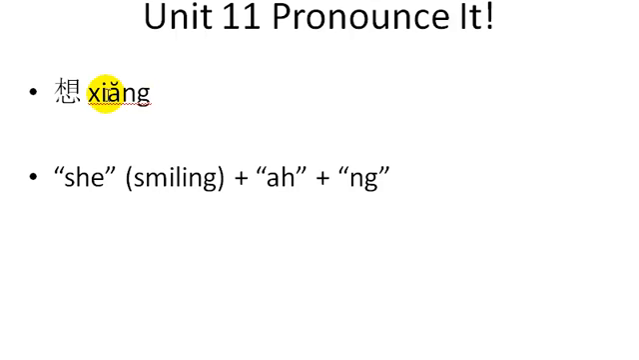Alright, this shouldn't be new to you, but we'll cover it again. Xi, so the XI here is like xi, smiling, and then you have an a with an ng at the end. Ang. Xiang. Third tone. Let's try that. Xiang. Good.